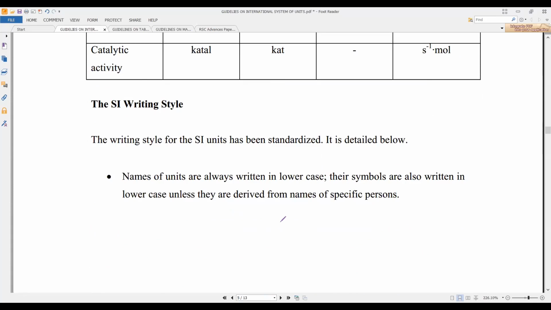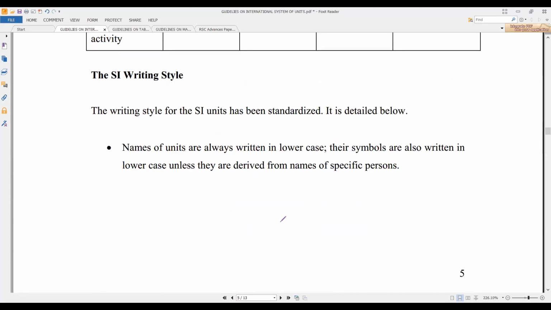Now let's come to the writing style for these units. So names of the units are always written in lowercase. Their symbols are also written in lowercase unless they are derived from the names of specific persons. Right? This is again well known to us. Students, you can note it down. Sit with your notebook and pen. There are many things which I am going to share in this session, which will be helpful to you in future.